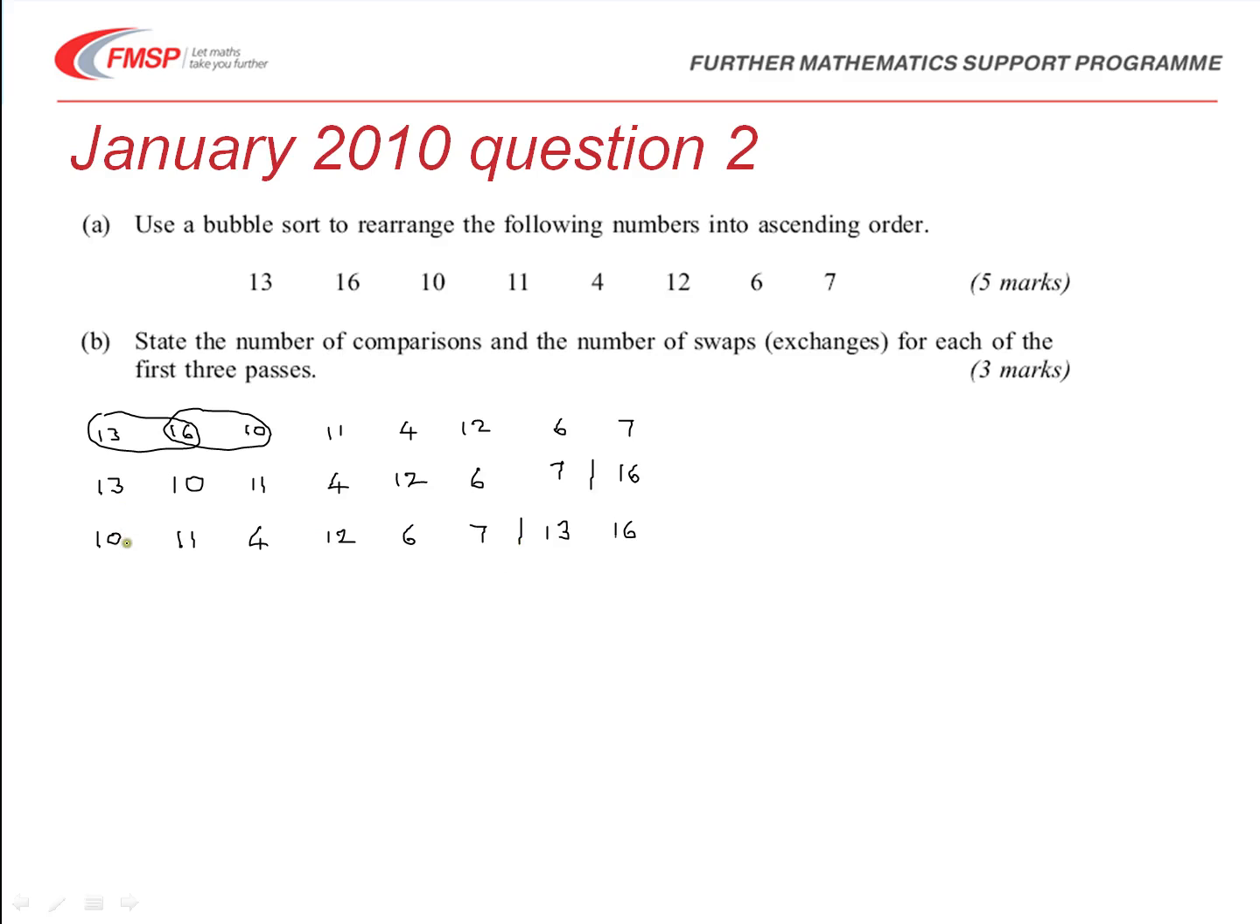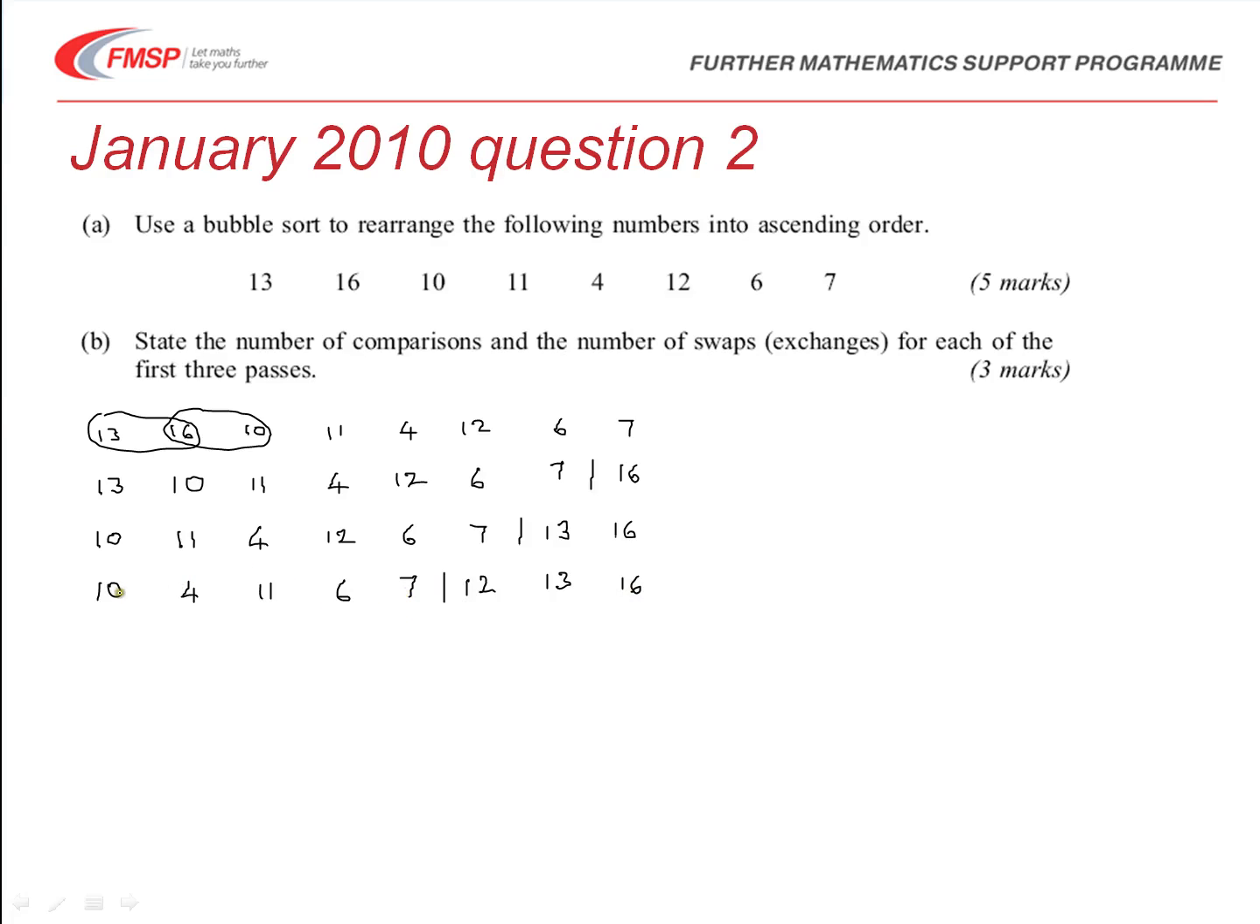So we repeat: the 10 with the 11, no swap again. 11 with the 4, yes, we swap. The 11 with the 12, no, we don't. The 12 with the 6, yes, we do. The 12 with the 7, yes, we do. So now the 12 must be in its right place, because the 13 and 16 were in their right places. And so that's the point at which we now know the bottom three are in the right place.